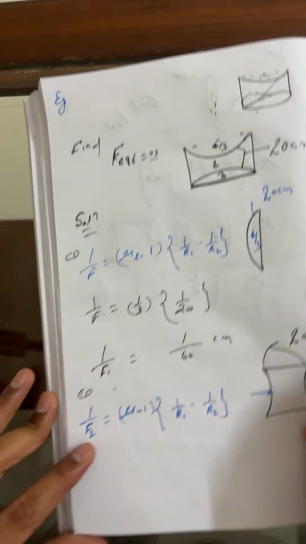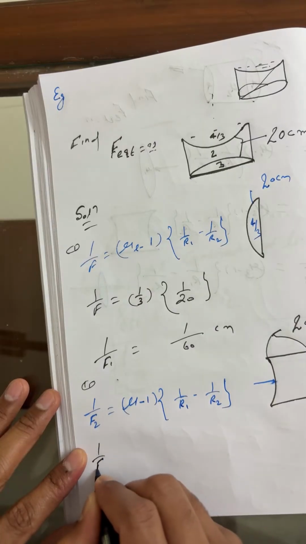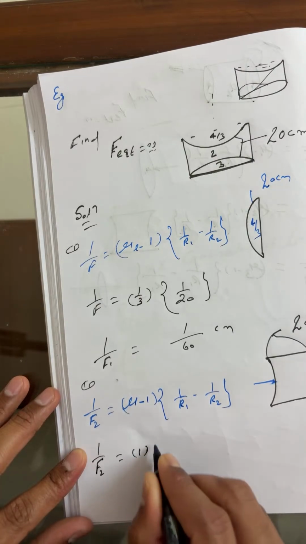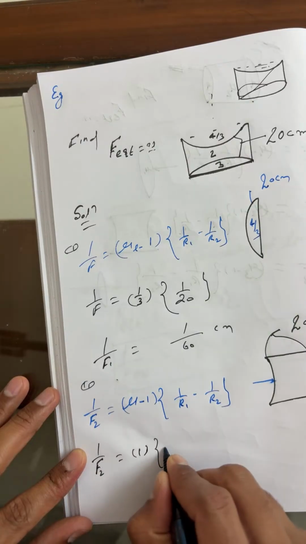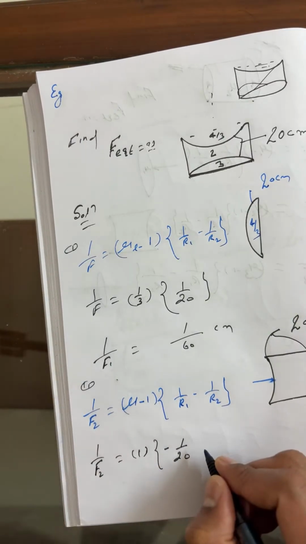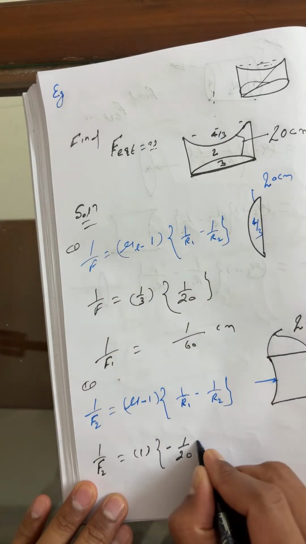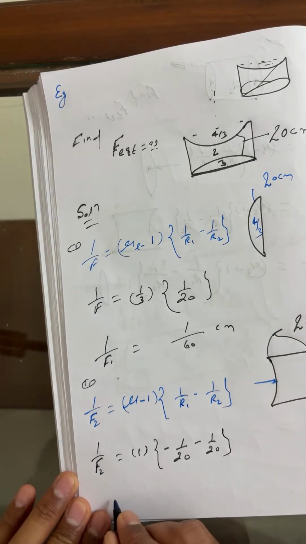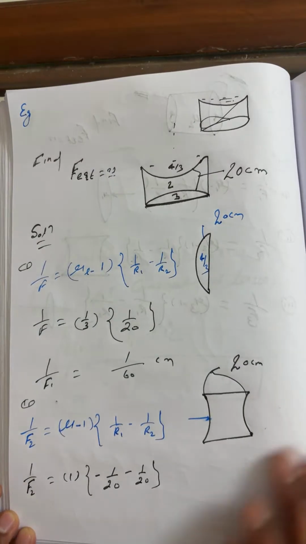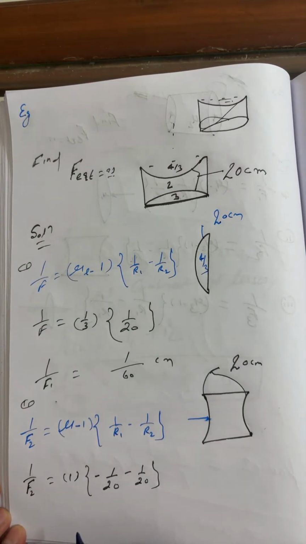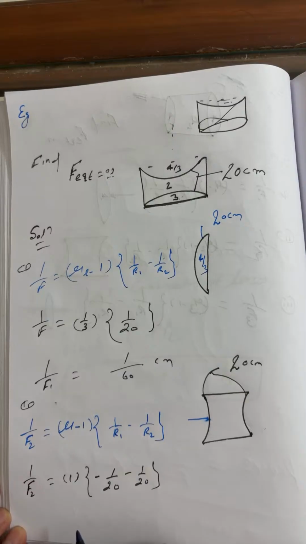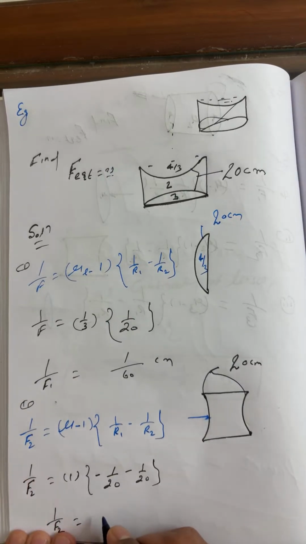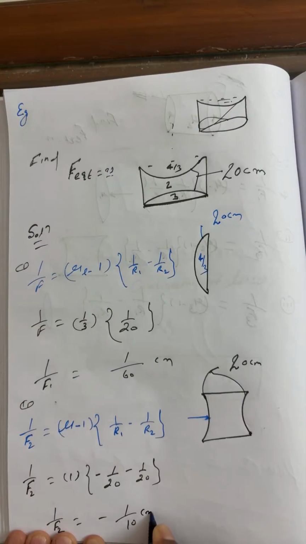So we can say 1 upon F2 is equal to mu of plane minus 1 into 1 upon R1 minus 1 upon R2. So this is what, student? 1 upon F2. Mu is what? 2. 2 minus 1 remains 1 only. 1 upon R1, so this is the negative, minus 1 by 20. And this remains positive, so minus 1 by 20. Minus 1 by 10. So you can write, my dear, 1 by F2 is minus 1 by 10 centimeter.